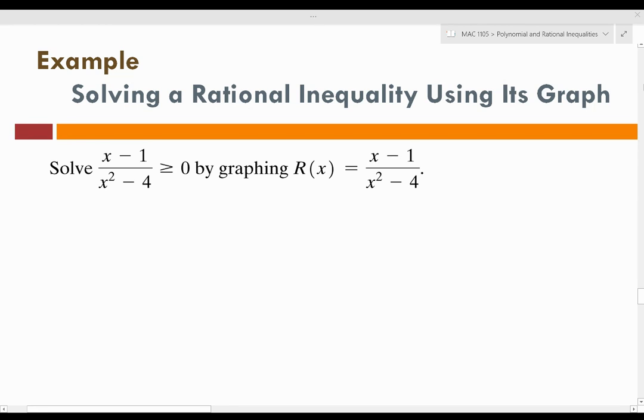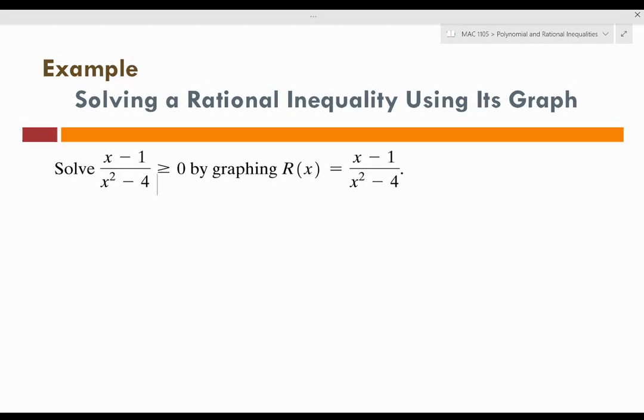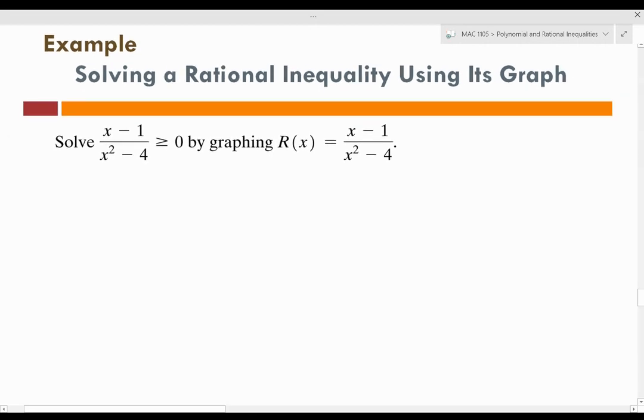So we're going to follow the same steps we followed in the previous problem. Before we begin, we need to make sure our inequality has 0 on the right-hand side. We do here, so we're good. We don't have to move anything. The next thing we want to do is follow the same steps that we did when we graphed rational functions. So let me write it first.